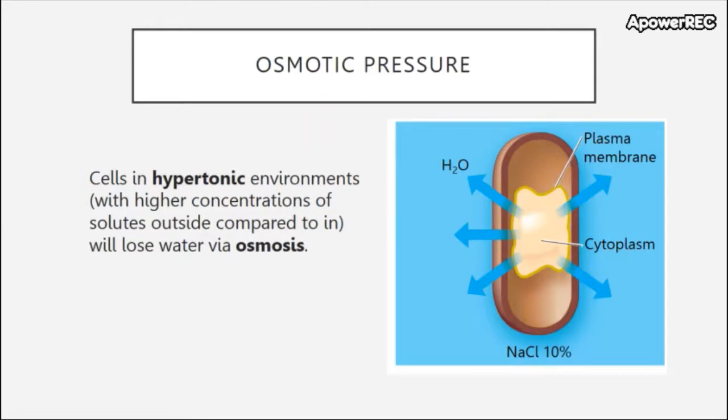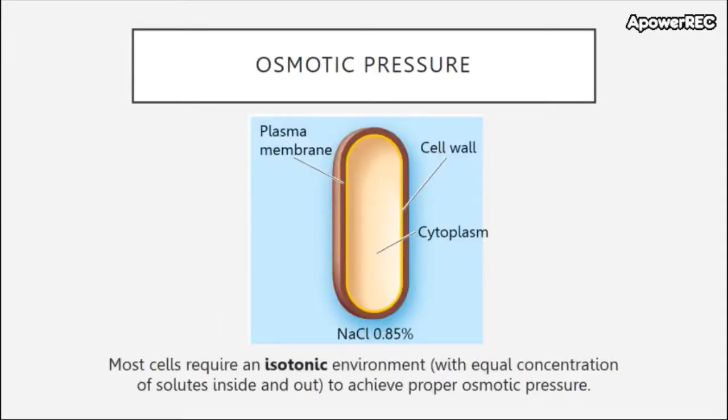So what can eventually happen is so much water can rush out that inner membrane, also known as the plasma membrane, can shrink and shrivel, and it can go through a process called plasmolysis, which is lysis or destruction of the plasma membrane. Of course, naturally, this can greatly affect environmental growth or microbial growth. So most cells require an isotonic environment to survive, which is an equal concentration of solutes inside and out of the cell in order to achieve a proper osmotic pressure.